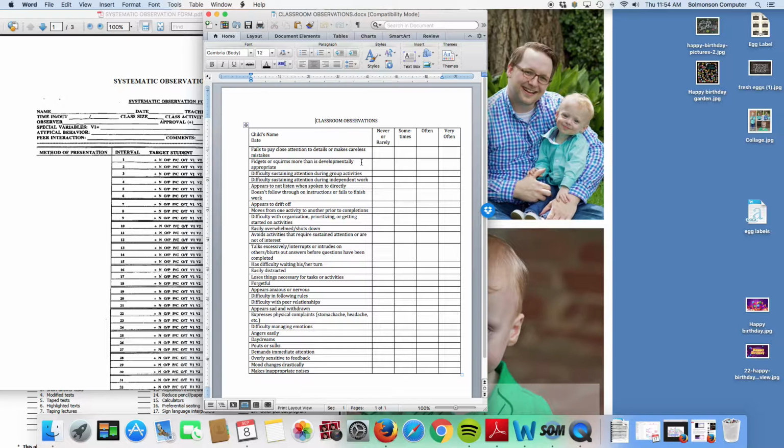And so after the observation, which was a systematic observation, I'm going to discuss that in a minute, I said to her, did you not see how much he moves? And she said, really? I didn't even notice that he was moving that much. And so she is just a teacher who is more tolerant of that behavior.